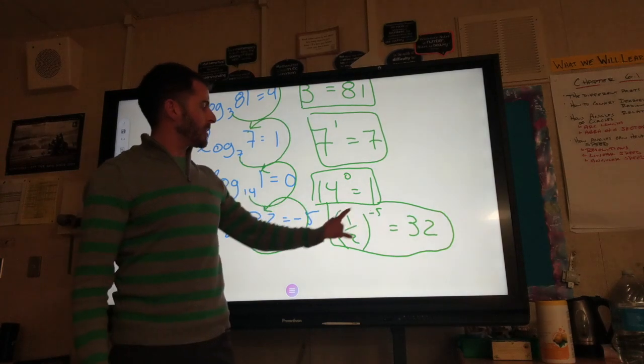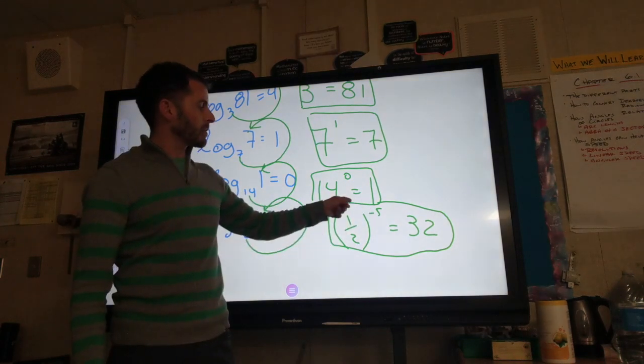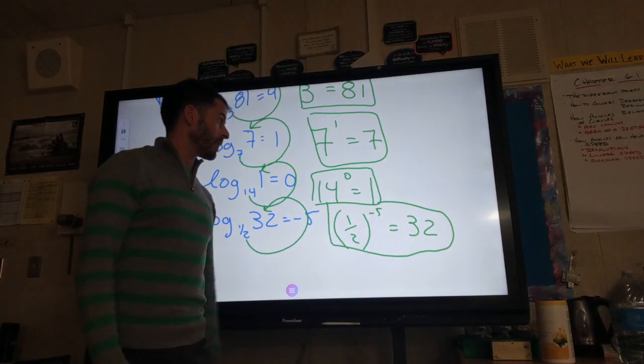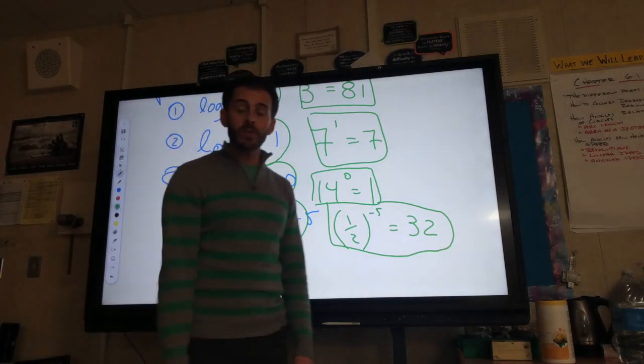Because any negative means you take the reciprocal. That means the 2 goes on top, and 2 to the 5th is 32. All right, we're just swooshing. In fact, the next video is going to be very similar.